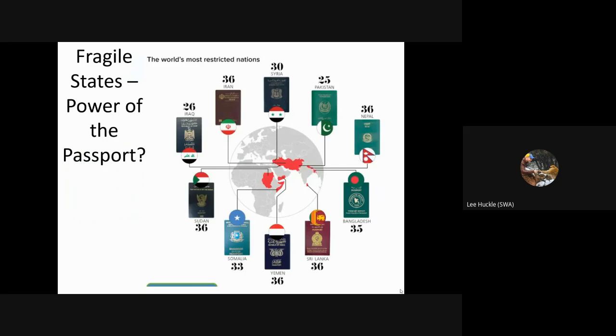I threw these 2 slides in here, referring back to something we mentioned in superpowers, a good synoptic link, looking at the power of the passport. These ones here are the world's most restricted nations. Maybe some of these are classed as fragile, failed states, which means your passport doesn't have much power.